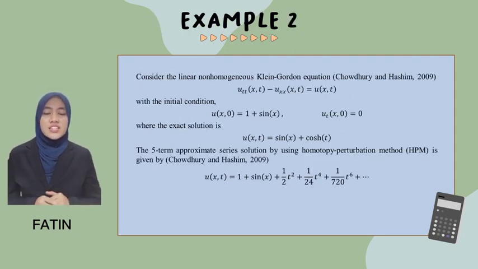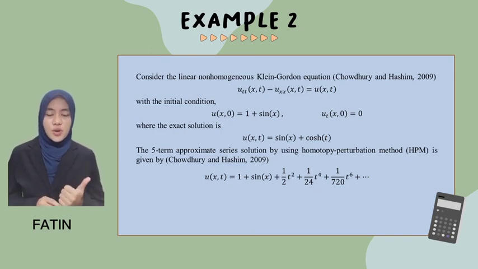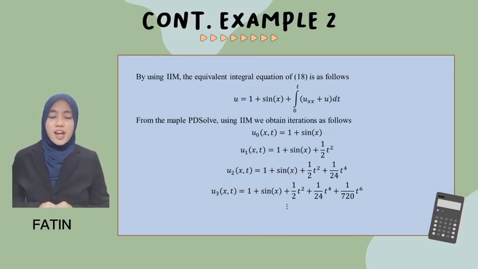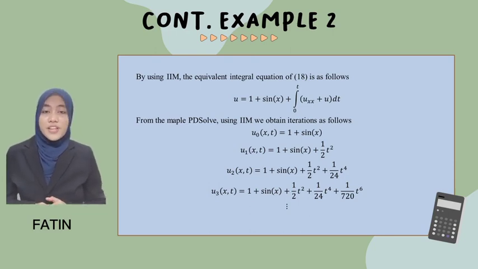Example 2. This example of the linear non-homogeneous Klein-Gordon equation is taken from research done by Chaudhuri and Hashim in 2009. Together with it, it has the initial condition, exact solution, and 5-term approximate series solution by using the homotopy perturbation method. Then, by using IIM, the equivalent integral equation can be obtained by substituting u equals f of x plus N of u. Next, we obtain the solution by using Maple coding to get these iterations, and we stop at u3 as we can see the pattern.